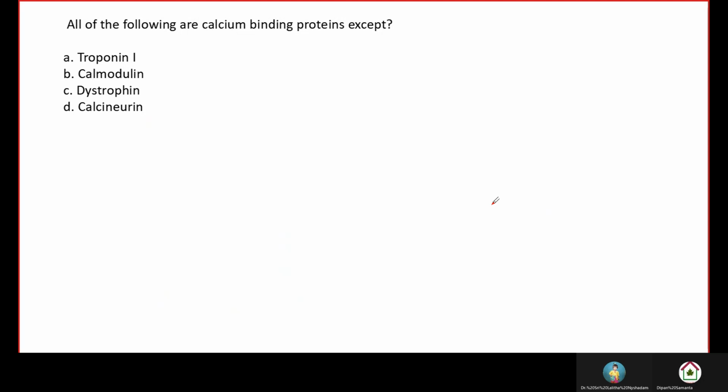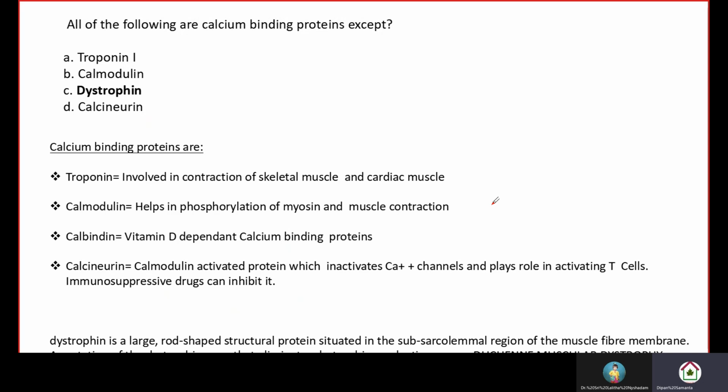Okay, next. All of the following are calcium binding proteins except, that means which one of the following is not a calcium binding protein out of troponin I, calmodulin, dystrophin, calcineurin? And the answer will be dystrophin. Dystrophin is a structural protein which is situated in the subsarcolemmal region of the muscle fiber membrane. And the other proteins you see are all calcium binding proteins.